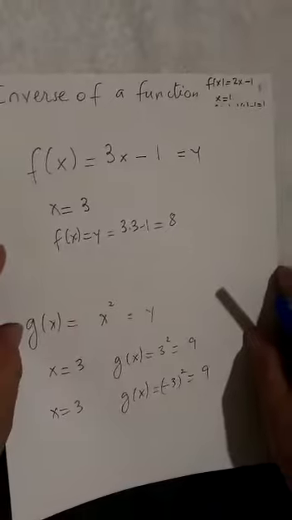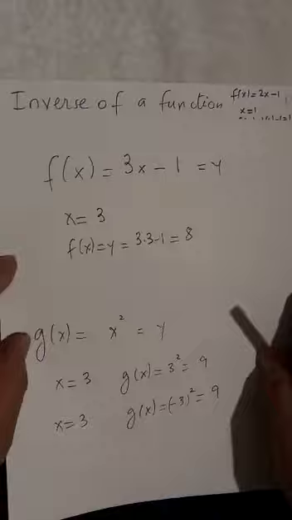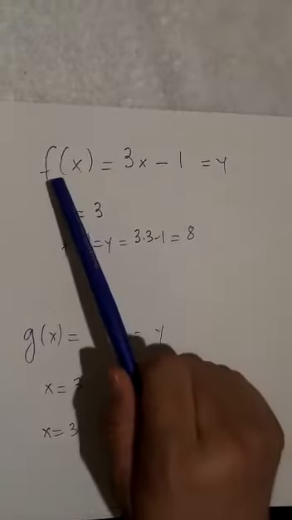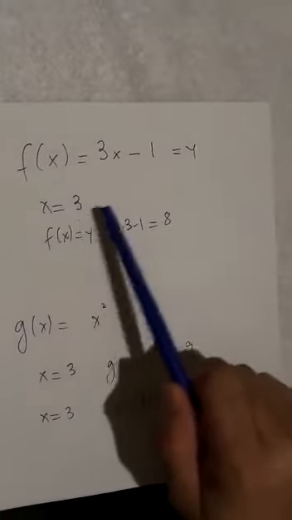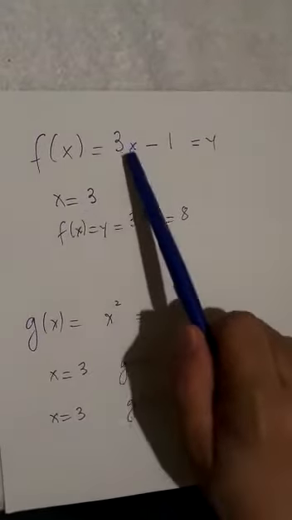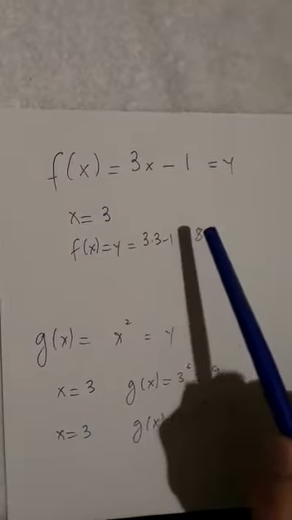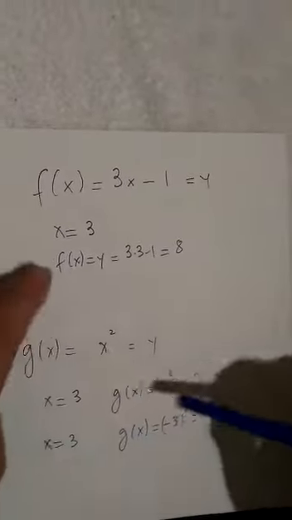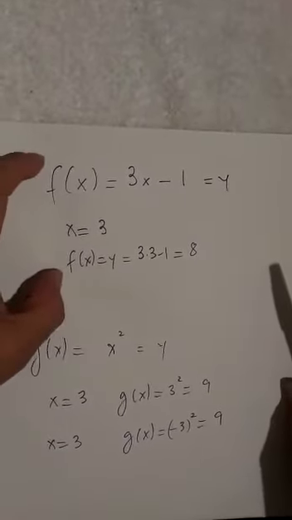Our next topic is the concept of the inverse of a function. In order for a function to have an inverse, take this function for example. f of x equals 3x minus 1, that's y. If you take any number like 3, f of x equals 3 times 3 minus 1, which is 8. So for every x value, there's only one single value of y that's paired with it. And for every y value, there's only one value of x that's paired with it. This type of function has an inverse.